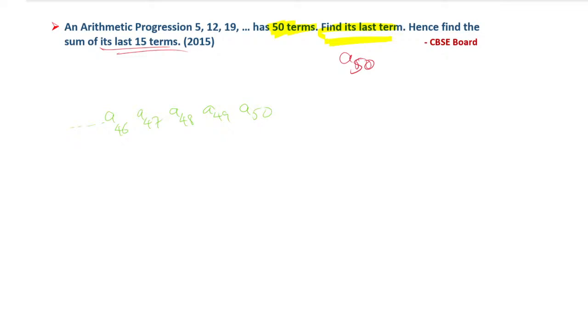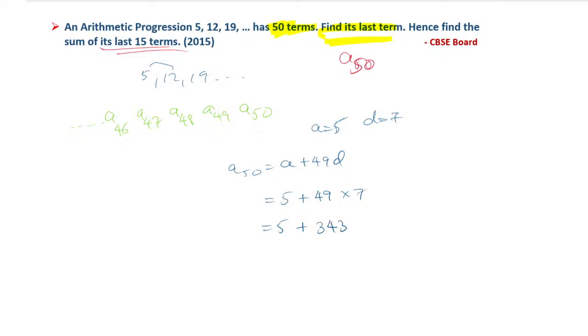For this you are going to find A50. I don't know what the value is yet. Here the difference between them is 7, since 5, 12, 19 and so on. So difference D is 7 and the first term A is 5. So we can go with the formula A50 equals A plus 49D. A value is 5 and D value is 7 because 12 minus 5 is 7. So 5 plus 49 times 7 is 343, yes, 7 times 49 is 343.